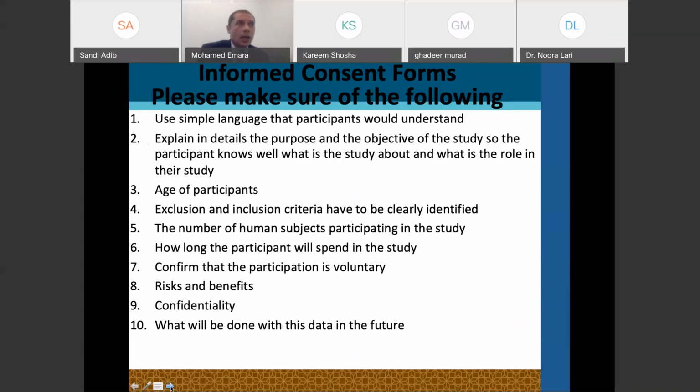Are you going to use it again in another study? Or is it not going to be used? Or is it going to be kept there for 5 years and then removed? He has to know what's going to happen with the data. He has to know that this data is very confidential. Okay? Something else is also very important.